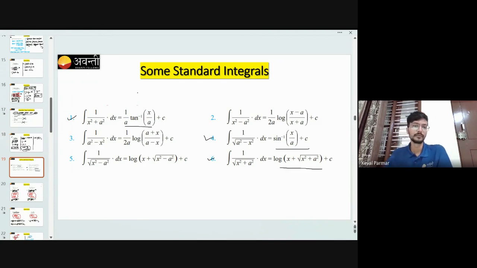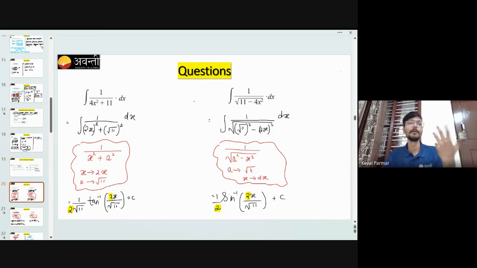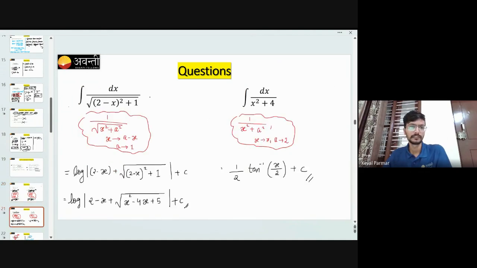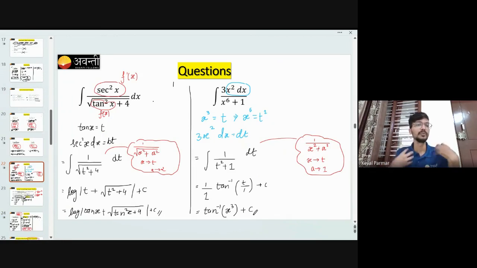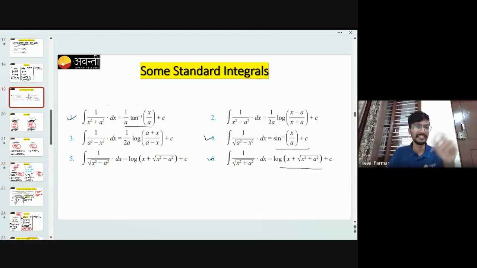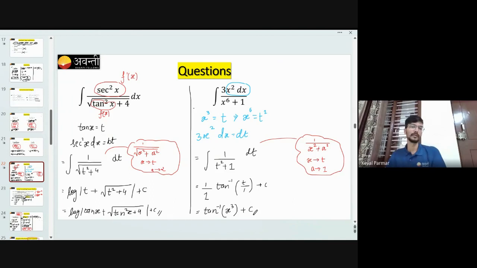After this, we did some questions. These were warm-up questions, just to get the gist of how to use the formula. So these four questions I did, the first, second, third, and fourth. These were simple questions. And then after this, we did the next, where we used substitution and then used those formulae, in both the questions. So sometimes we need to use substitution to make the form integrable.